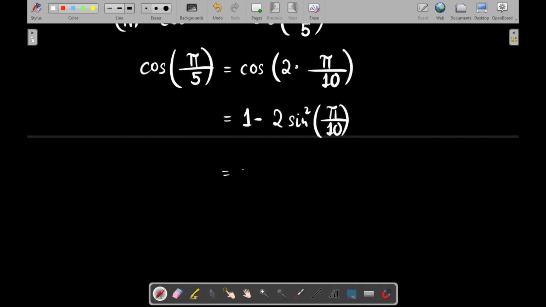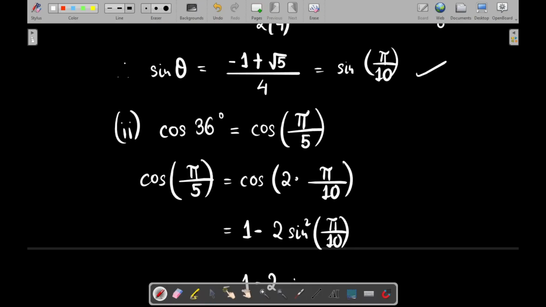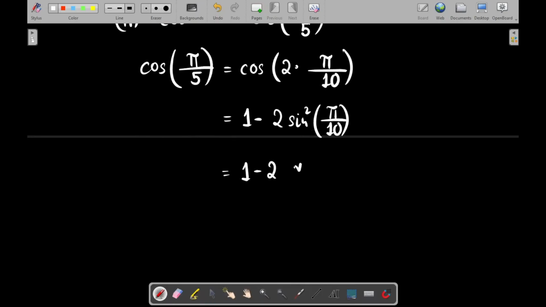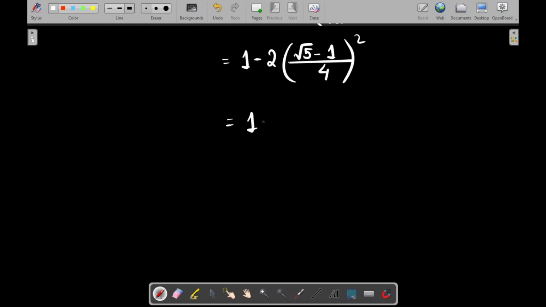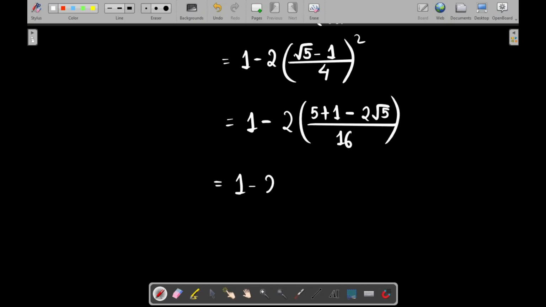So this gives us 1 minus 2 times root 5 minus 1 upon 4, whole square. So this gives us 1 minus 2 times, on squaring this numerator, 5 plus 1 minus 2 root 5, upon 4 square, which is 16, right? So this becomes 1 minus 2 times 6 minus 2 root 5 upon 16.